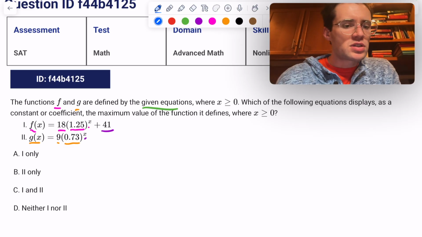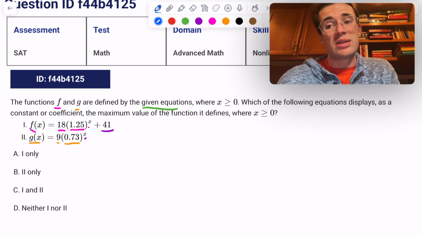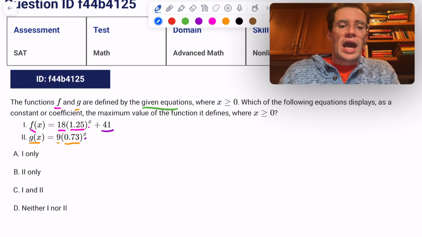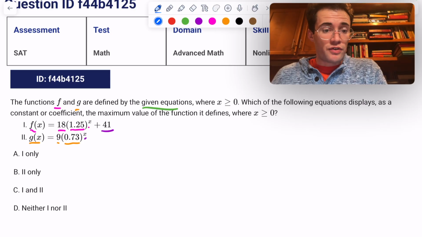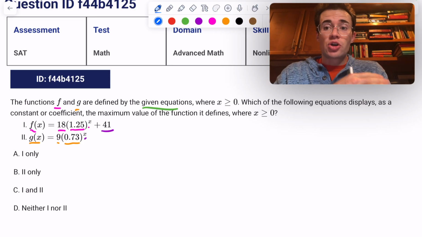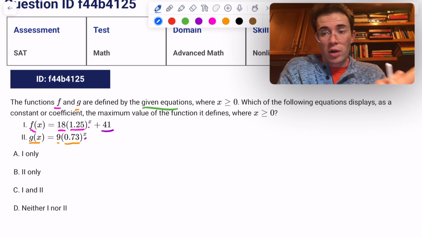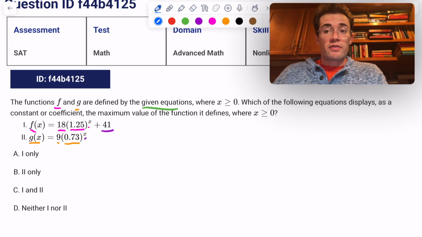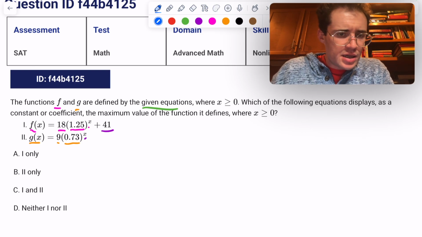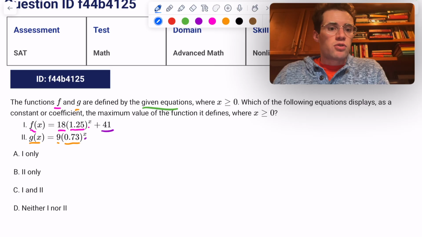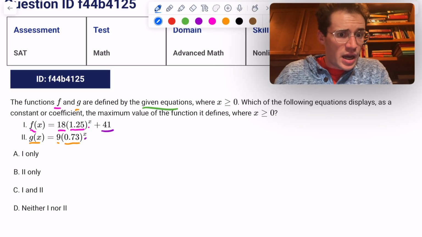Looks like the first function has a principal value of 18, which is technically not a principal value because we're shifting it up 41. But 18, and our growth factor is 1.25, which means it's going up by 25% each time x goes up by 1, because you keep the 100% you have, then you grow 25%. And again, shift it up 41. So it doesn't start at 18, it would start at 18 plus 41, which would be 59.